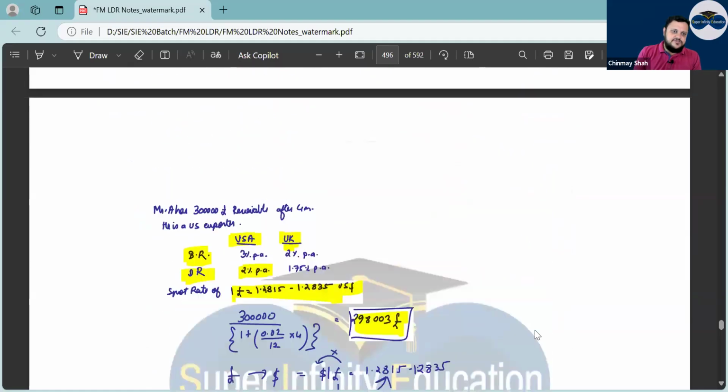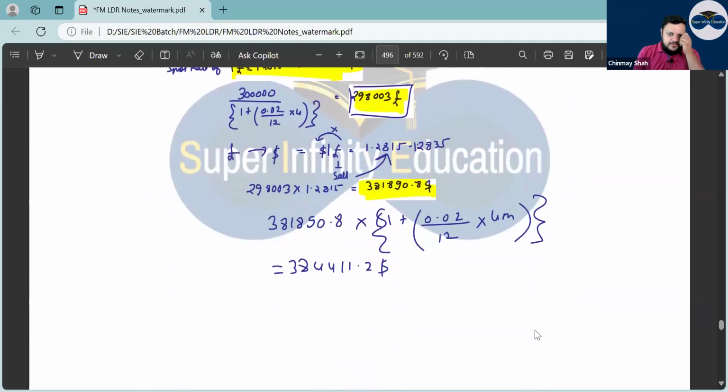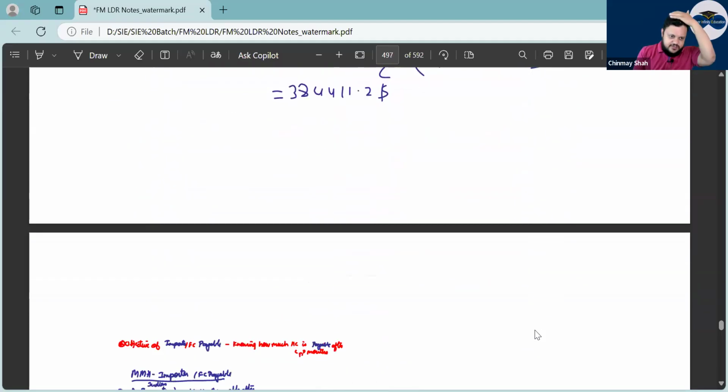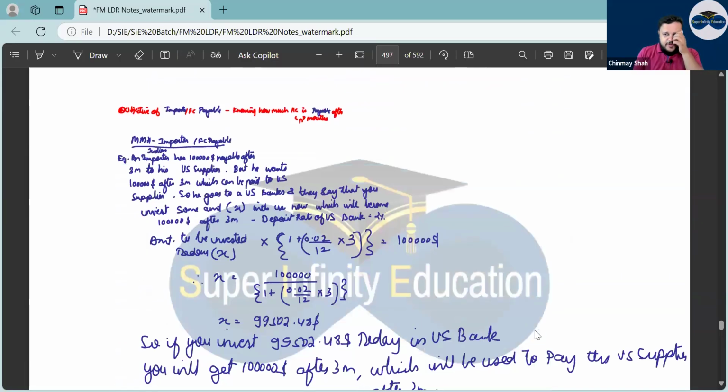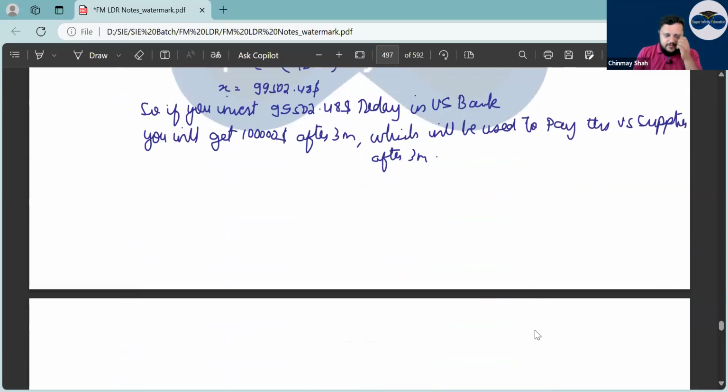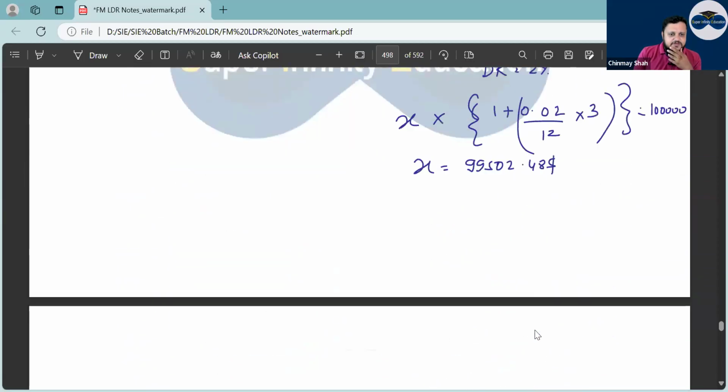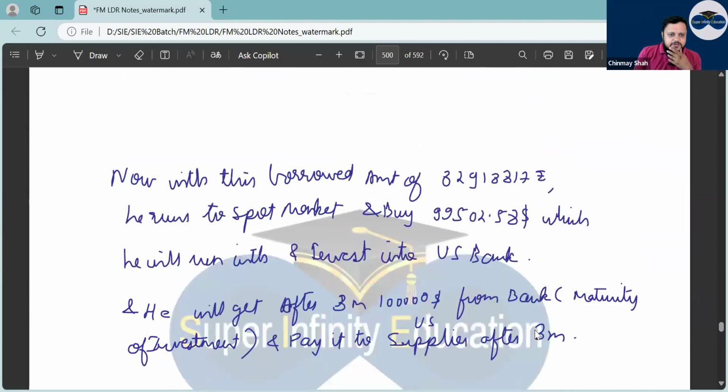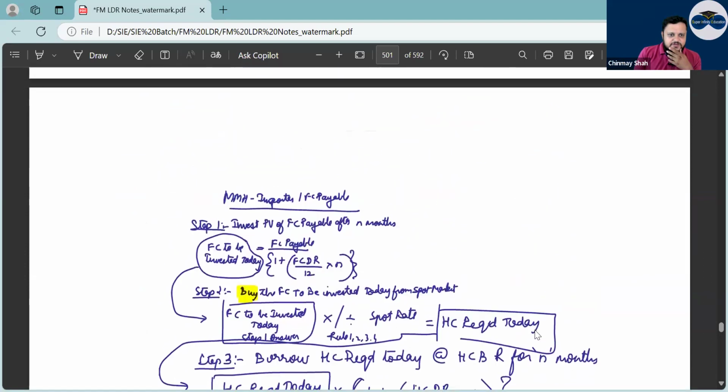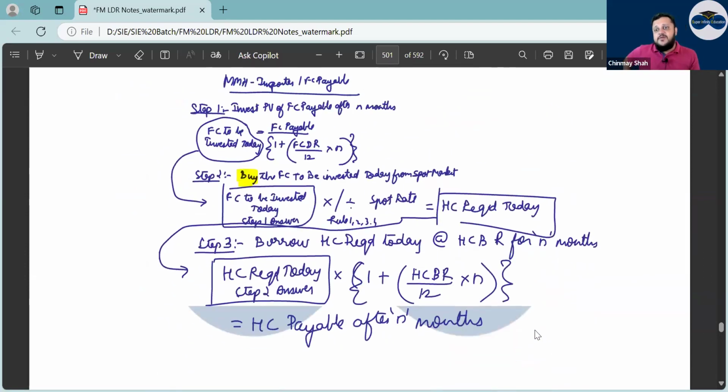Same thing here when it comes to the importer. How will you do it for the importer? Have a look, note the basic. It is IBB, like the car brand. Invest, buy, borrow. Invest the present value of FC payable after N months, right? FC to be invested today.